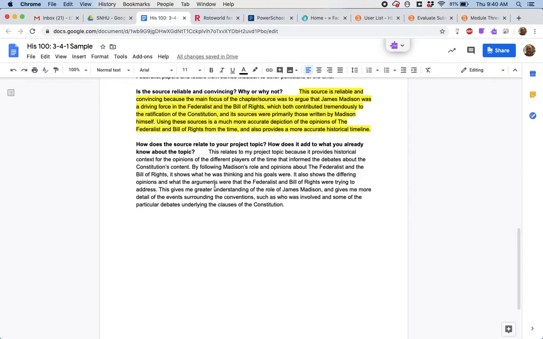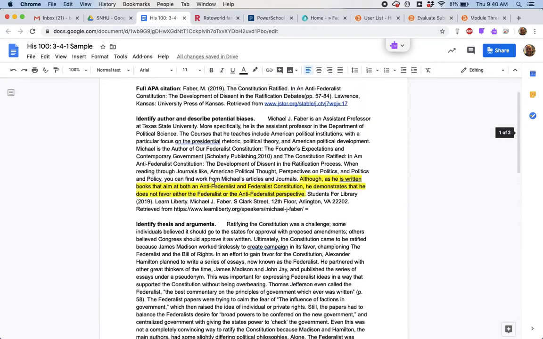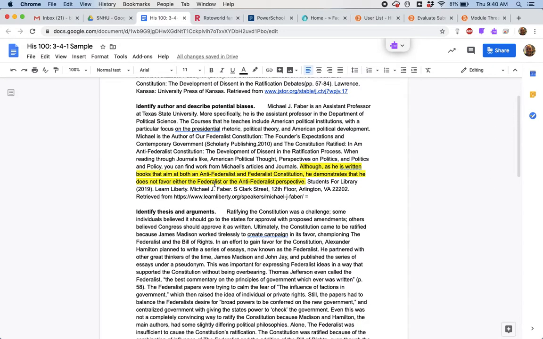Here's what it relates to. Here's how it connects to my topic. If you can do all of these things, all right, you show that you understand how to analyze a source and whether or not a source should be used.